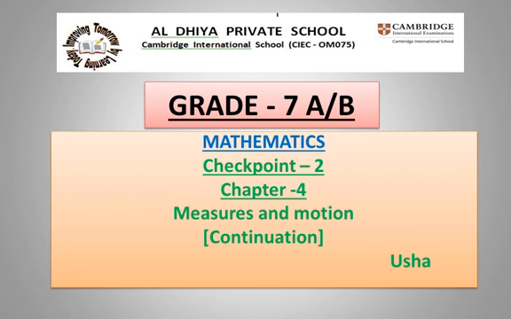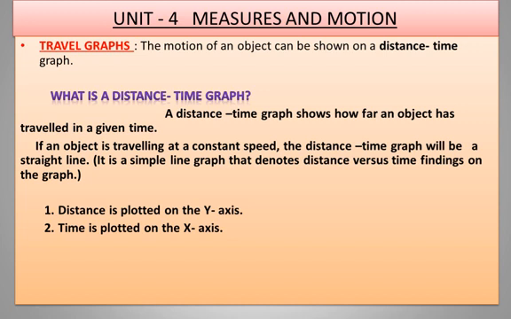So we will move to our next topic in this chapter, measures and motion. The next topic in this unit is travel graphs. What is a travel graph? The motion of an object can be shown on a distance time graph. It is a travel graph. Here the movement of an object is shown by a distance time graph.